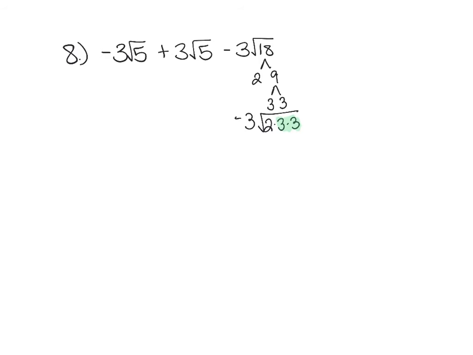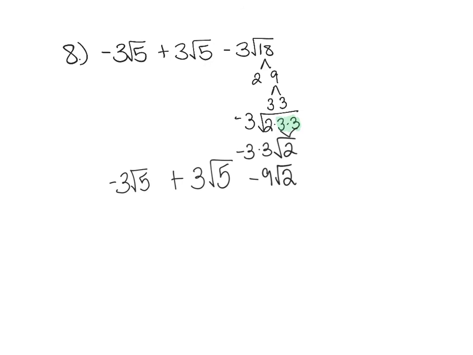I didn't want that to be green. So negative 3 times, there's a 3 that's coming out now because I had a set. And then radical 2, so that's negative 9 radical 2. Okay, so I went from negative 3 radical 18 down to negative 9 radical 2. And I'm going to just bring down the rest of my problem. So 3 radical 5, negative 3 radical 5, plus 3 radical 5.